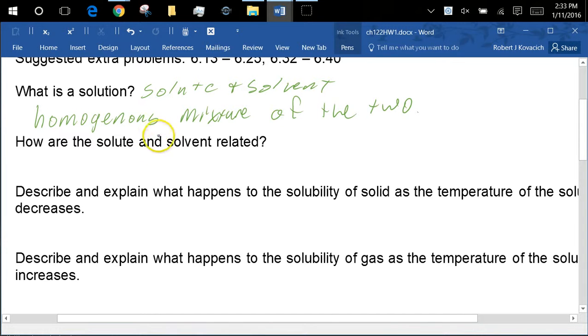So how about we just do this? A greater than sign? We need more. Whichever one's there in the greater quantity is the solvent.